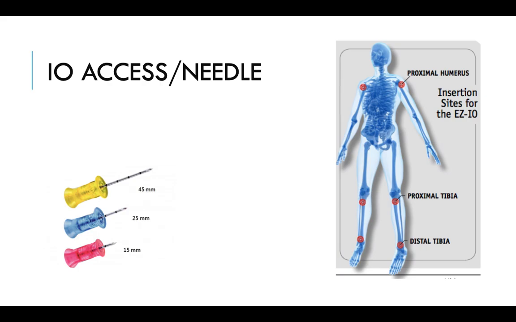Then there's the proximal tibia, which is you find the bump in your knee, 2 fingers down, 2 fingers in. And then the distal tibia, which is just above your second finger if you put it on the medial malleolus.